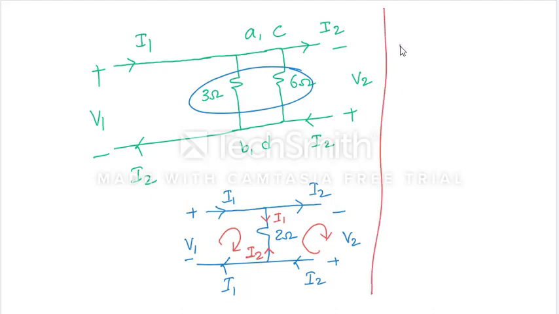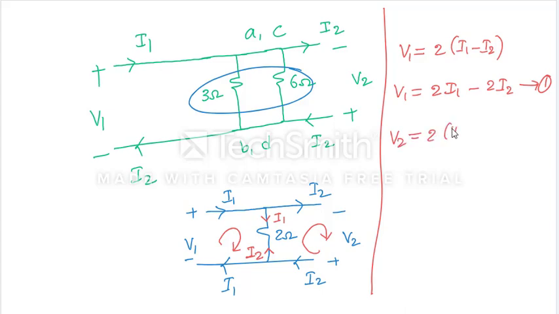Tell me the KVL here. V1 is equal to 2 into (I1 minus I2), so V1 is 2I1 minus 2I2. This is equation 1. Then V2 is equal to 2 into (I2 minus I1), so V2 is equal to minus 2I1 plus 2I2, and these are the standard form of the Z parameters.